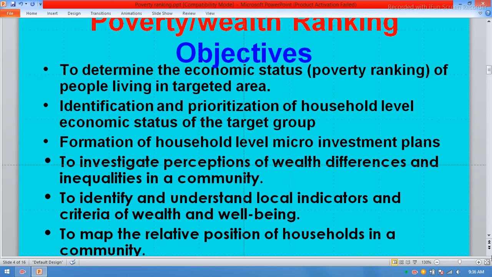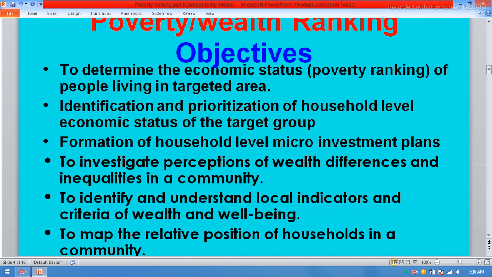Poverty wealth ranking. Poverty wealth ranking is an exercise through which people can understand the poor and poorest and wealthy people.